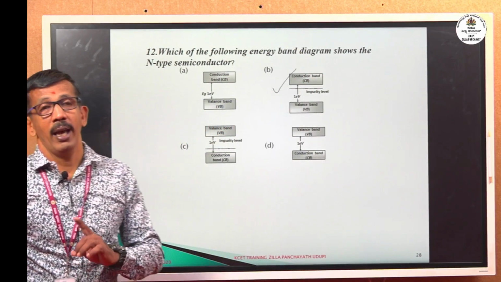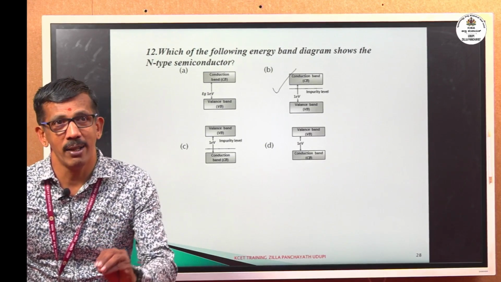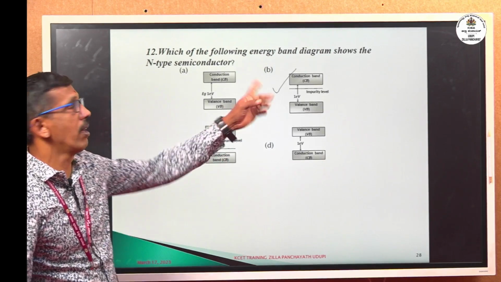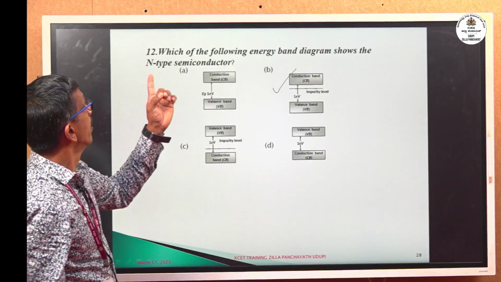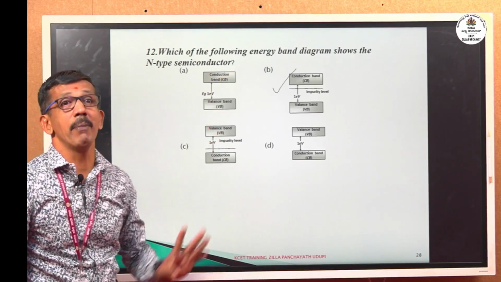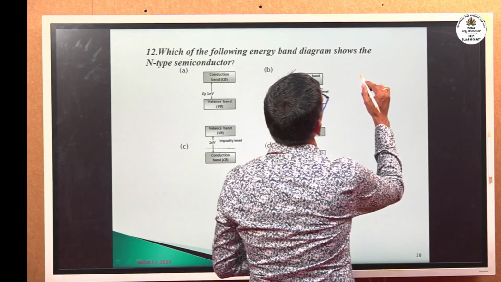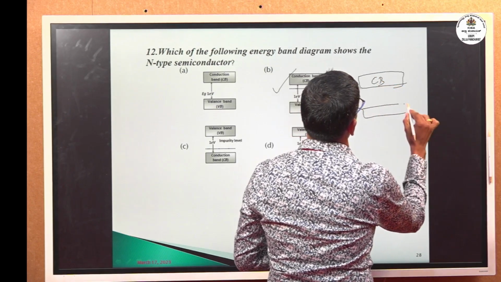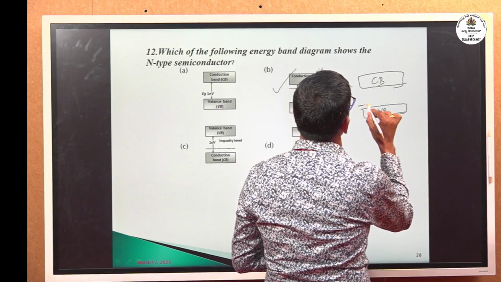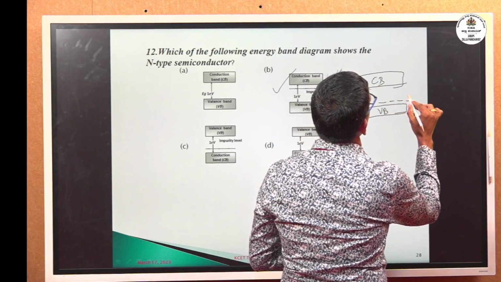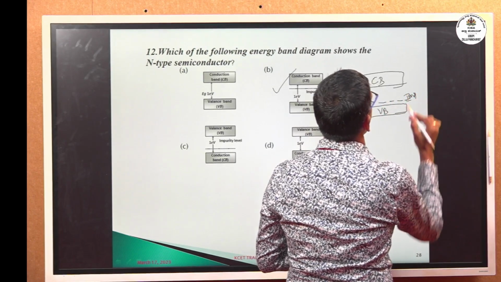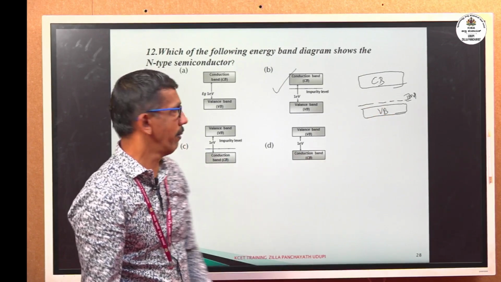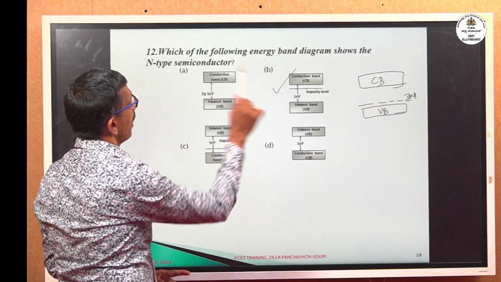The energy level of the impurity atom added lies just below the conduction band. So, the right option for this is option B. Suppose the energy band diagram of a p-type semiconductor looks like this: conduction band, valence band, and the impurity energy level is just above the valence band. This is for a p-type semiconductor. So, for this question, option B is the right answer.